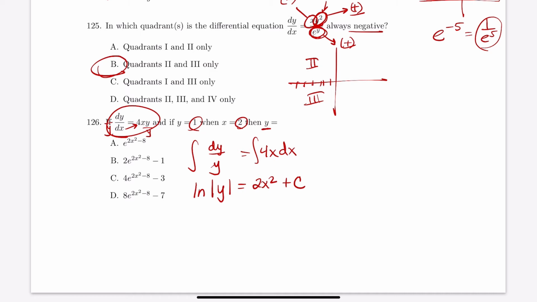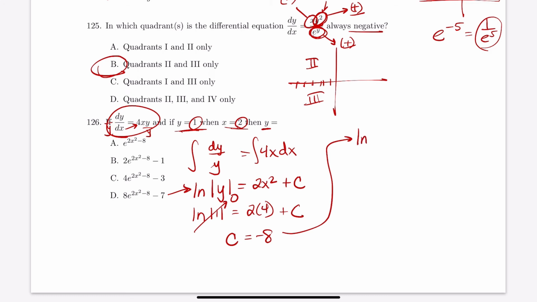So at this point I think it would be beneficial to plug in the 1 and the 2 directly into this. So y equals 1, that's the natural log of 1, is equal to, and then I plug in 2 into that, that'll be 2 times 4, because 2 squared is 4, plus c. So that becomes 0, and then if I subtract 8 from the other side, c is equal to negative 8. So now I'm going to go back and plug that into this equation. So then I'll have the natural log of the absolute value of y is equal to 2x squared minus 8.